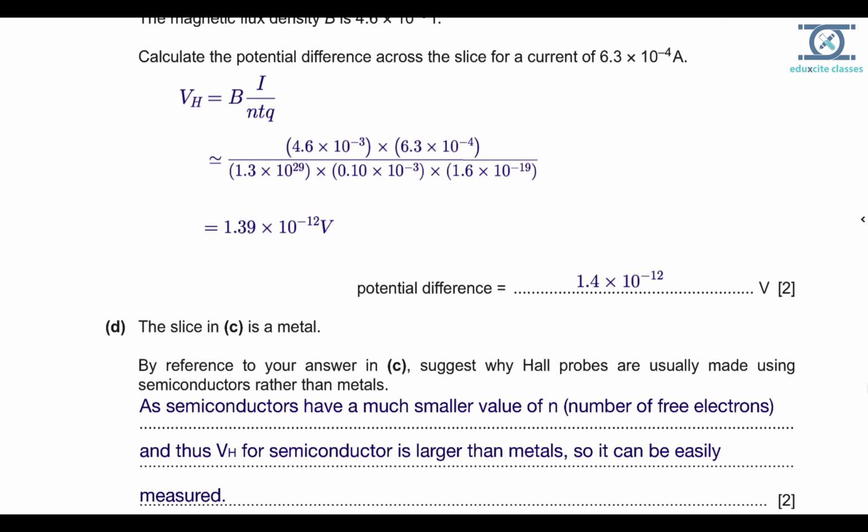So that is the defining fact, that n is very small for semiconductors. That is why for a semiconductor the Hall voltage is larger than for a metal, so it can easily be measured. So that is the reason why a semiconductor is used. The keywords are: have a much smaller value of n, so V_H is larger than for metal, so it can be easily measured. Okay.